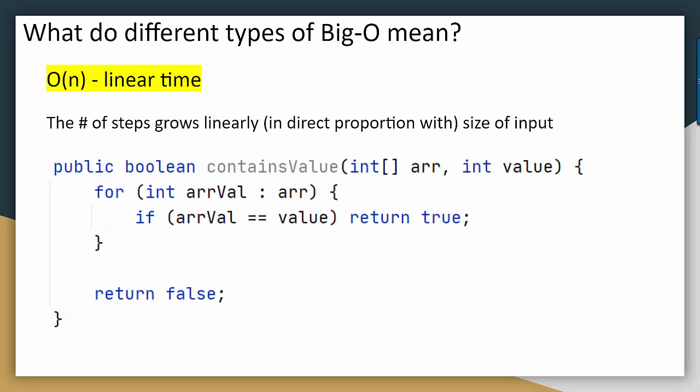Linear time algorithms are ones where the number of time steps is not growing faster than a linear function. Checking to see if something contains a value is a good example of this, because you've got to loop over everything once in order to check if a value is there.